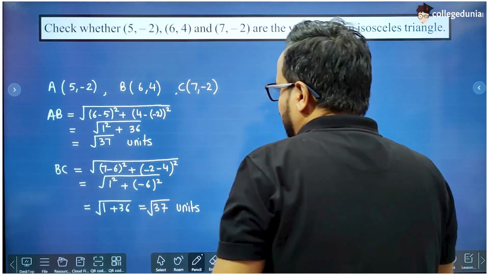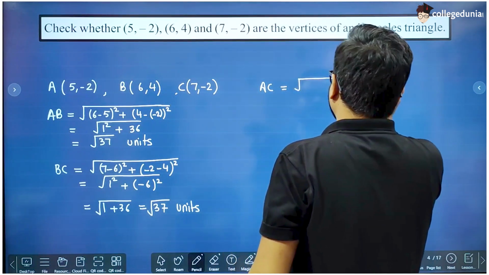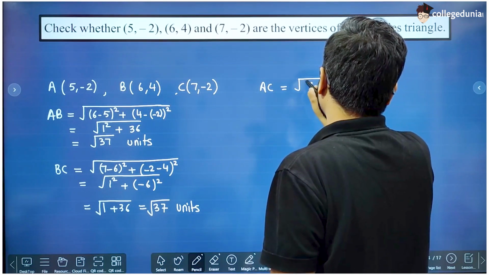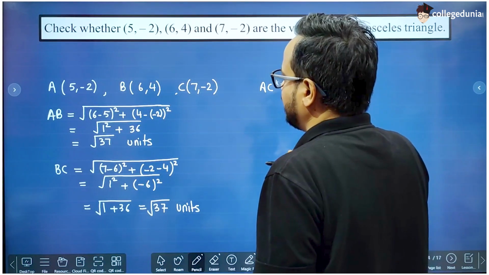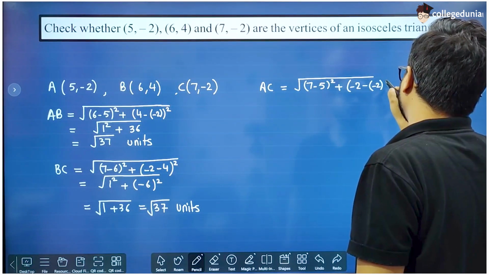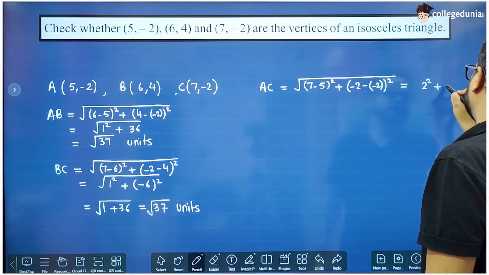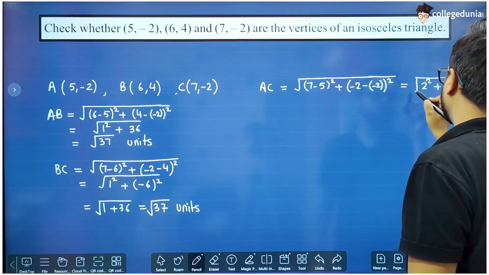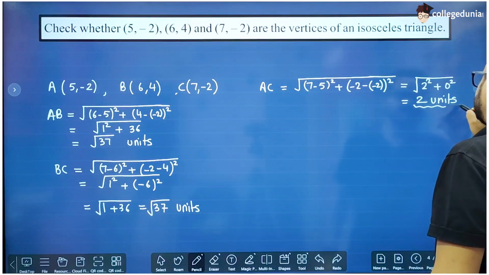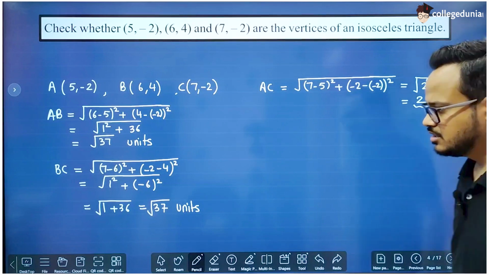But let's find the third one also, which is AC. AC is 7 minus 5 whole square plus minus 2 minus 2 whole square. 7 minus 5 is 2 square and this is 0 square. So this is 2 units. So we can clearly see that two sides are equal and the third one is unequal. So these three are the vertices of an isosceles triangle.